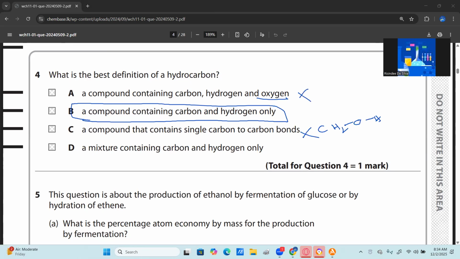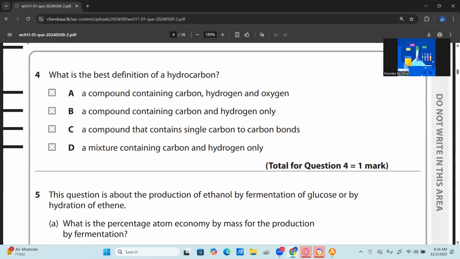A mixture, no. It should be a compound. The difference between mixture and compound: if you take air, it's a mixture because it has carbon dioxide, argon, oxygen, nitrogen. But if you take a compound, the atoms have chemically bonded to form one product, right? So that's the difference between a mixture and a compound.